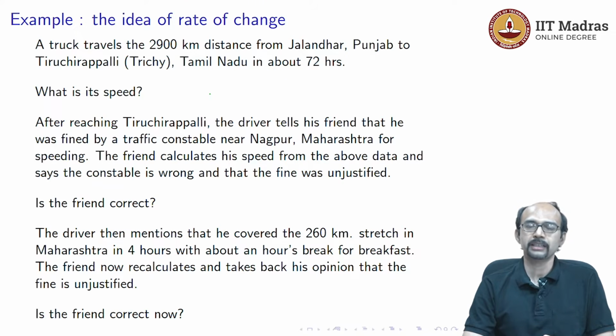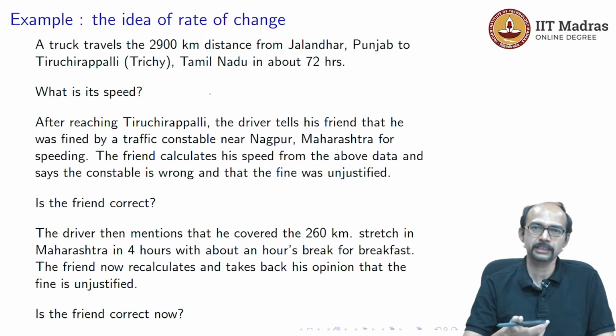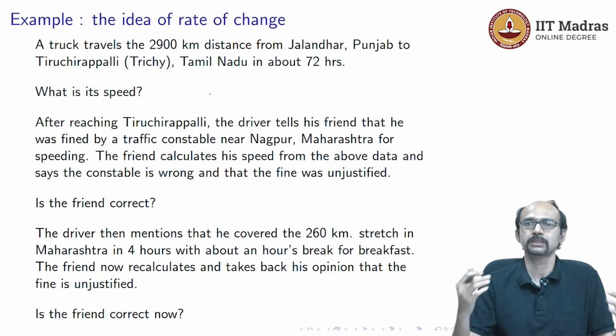you cannot really say what speed the truck was going at exactly when the constable fined the truck driver based on the average speed, right. The speed can increase or decrease as you go along. That is why we have the speedometer, and as we go along the speedometer increases and decreases, it tells you how much the speed is. And the instantaneous speed, which is what the speedometer shows you, cannot be calculated from saying that I travelled this much distance in this much time.